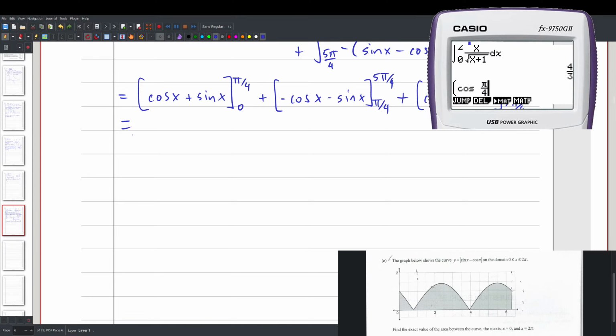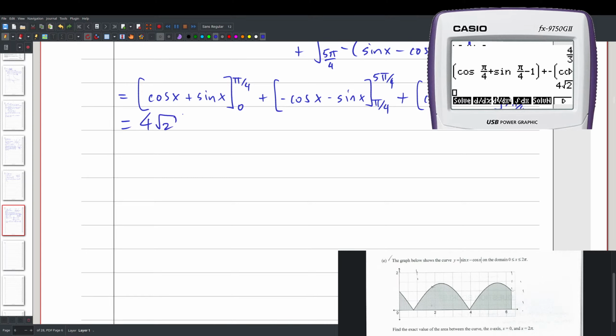Cos of pi on 4 plus sine of pi on 4 minus 1 plus negative cos of 5 pi on 4 plus sine of 5 pi on 4 minus cos of pi on 4 minus sine of pi on 4, and add sine 2 pi plus cos 2 pi minus sine 5 pi on 4 minus cos 5 pi on 4. You get 4 root 2. Alright, 4 root 2 is the answer. Probably.